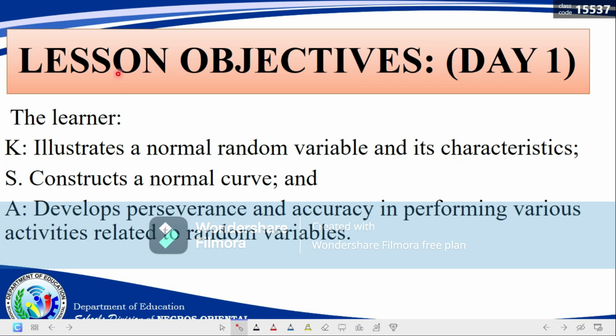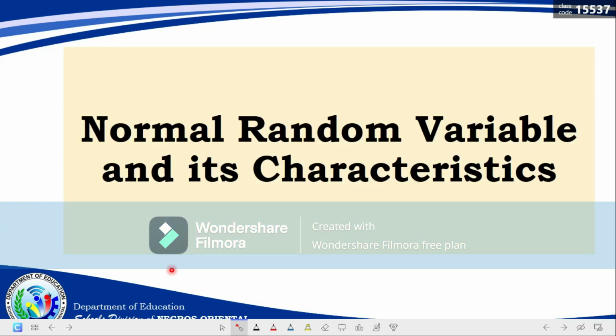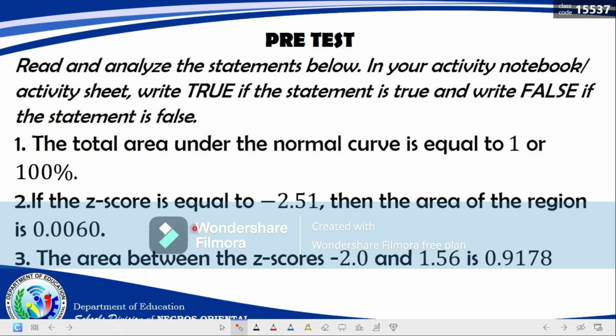Now for day 1, the lesson objectives would be: illustrates a normal random variable and its characteristics, constructs a normal curve, and develops perseverance and accuracy in performing various activities related to random variables. Now what is a normal random variable and what are its characteristics? So let's start with a pretest. You are going to write this in your math activity notebook for your pretest answers.